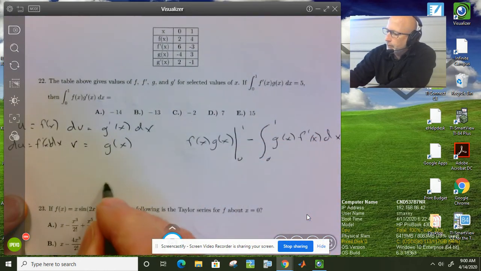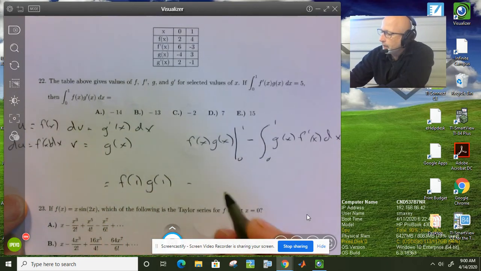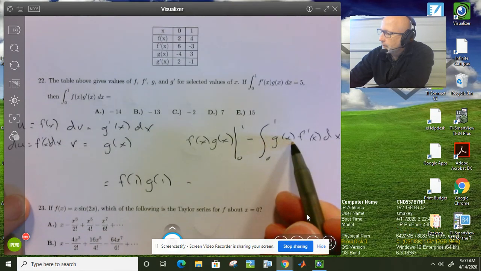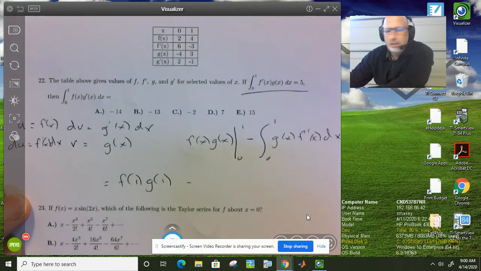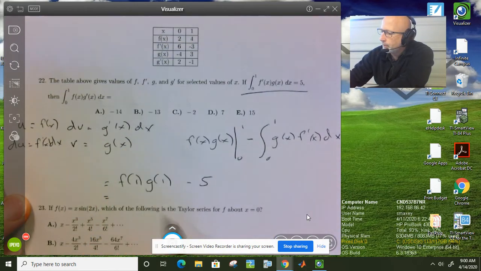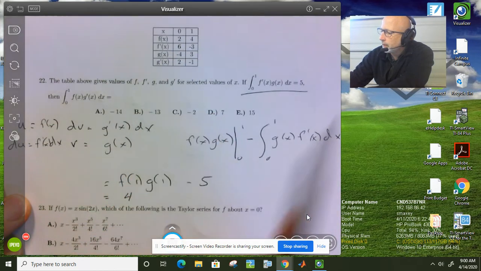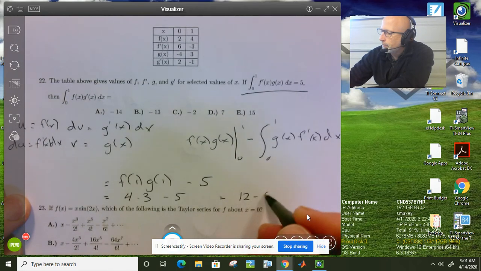So this is going to be equal to f of 1 g of 1 minus the integral of g of x f prime of x. Oh, look, I have that. That's just 5. So this is equal to f of 1. Go up to the table up above here. So f of 1 is going to give me 4 times g of 1. So g of 1 is going to give me 3 minus 5. So you have 12 minus 5, and that's going to give you 7.